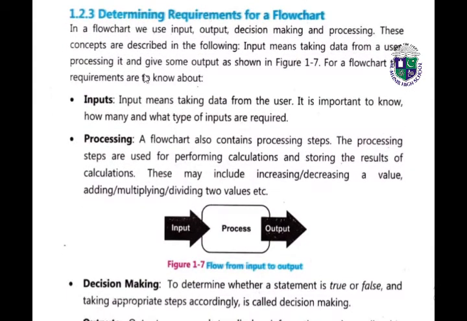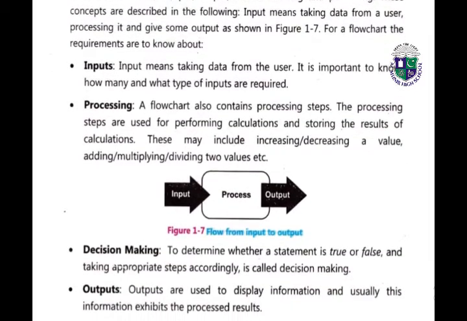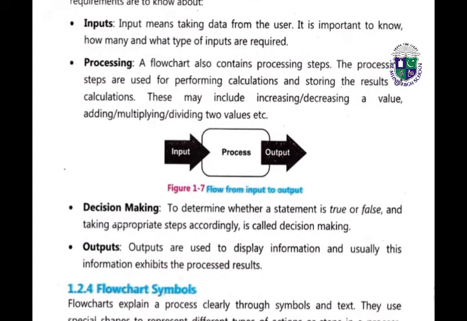Next, in a flowchart we use input, processing, and decision making. We use different symbols for the input, for the processing and decision making. You must understand all these symbols properly. If you want to make a clear and simple flowchart, you must know what the symbols are to input data, what the symbols are for processing, decision making and outputs. So input means taking data from the user. It is important to know how many and what type of inputs are required.